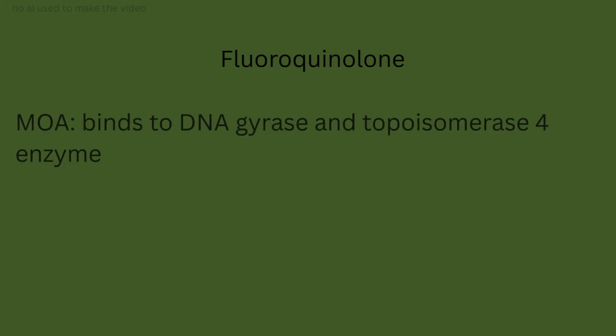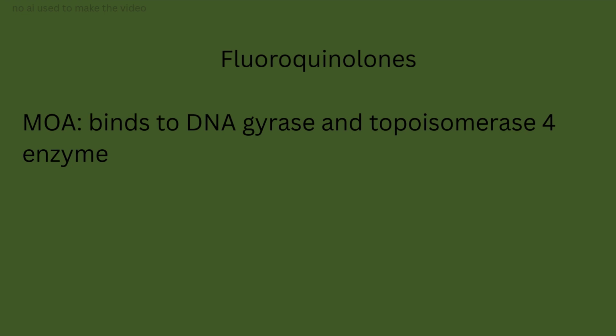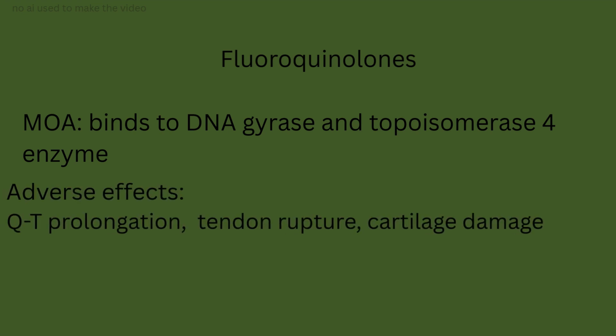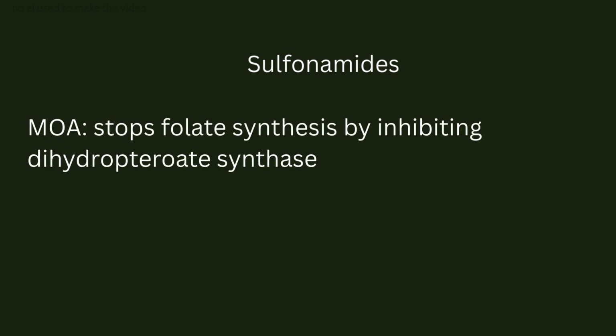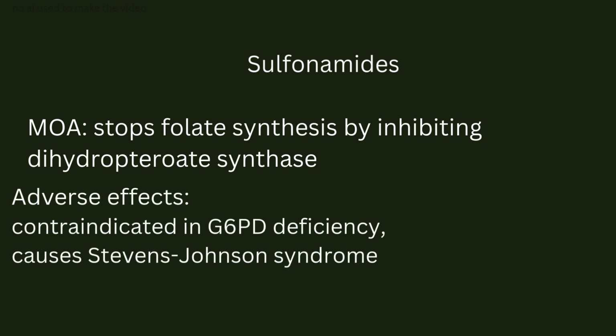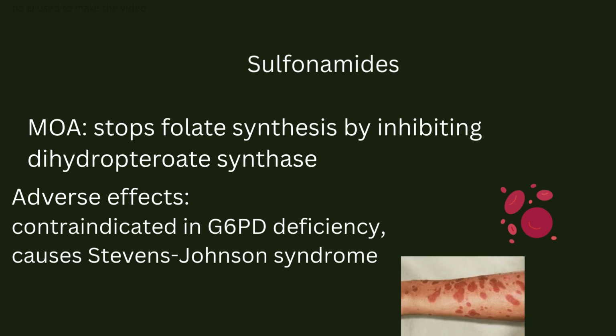Fluoroquinolones, its mechanism of action is it stops the bacterial synthesis by binding to DNA gyrase and topoisomerase 4 enzymes, and the adverse effects are QT prolongation, tendon rupture, as well as cartilage damage. Sulfonamides, their mechanism of action is they stop the folate synthesis by inhibiting the dihydropteroate synthase enzyme, and their adverse effects are hemolysis in G6PD deficiency as well as Stevens-Johnson syndrome.